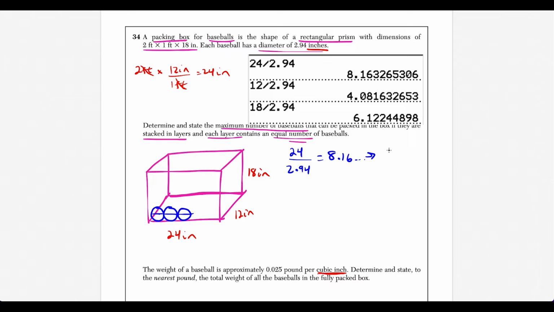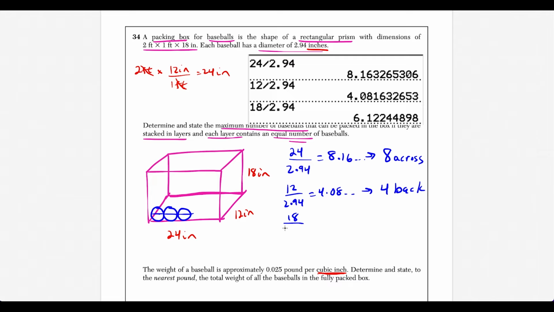So we could fit 8 going across. Okay, so there's 8 that could fit going across. Now we could see how many we could fit going backwards here. So when we took 12 and divided by 2.94, this worked out to 4.08, and this continued, so we could fit 4 going back. And now we want to see how many we could fit going up.